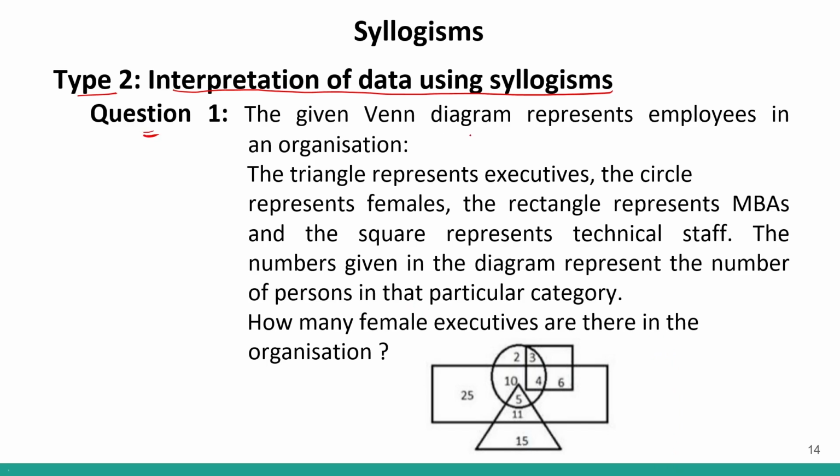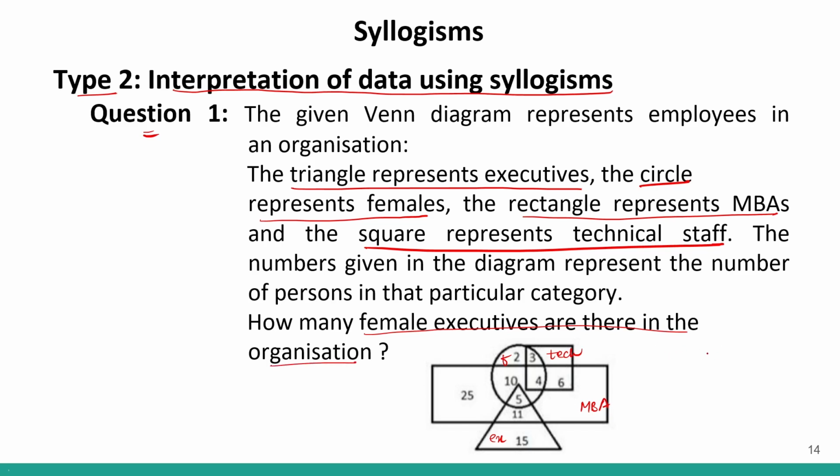The question says the given Venn diagram represents employees in an organization. Triangle represents executives. Circle represents females. Rectangle represents MBAs. Square represents technical staff. The numbers are the number of people the data represents, correct? Now, we have to identify how many female executives are there in the organization.